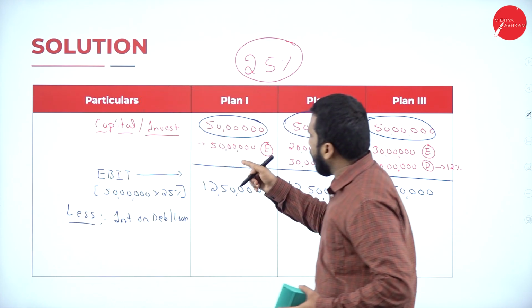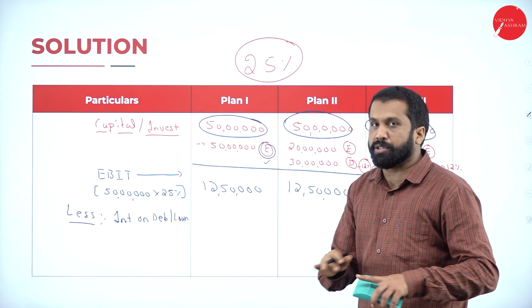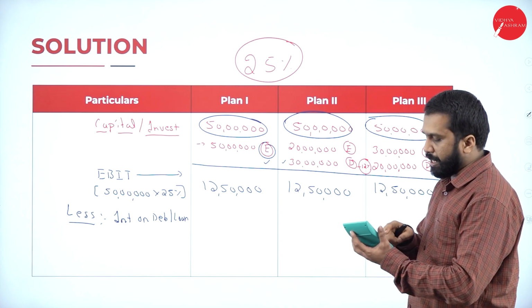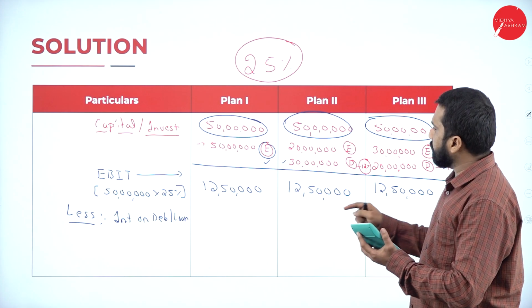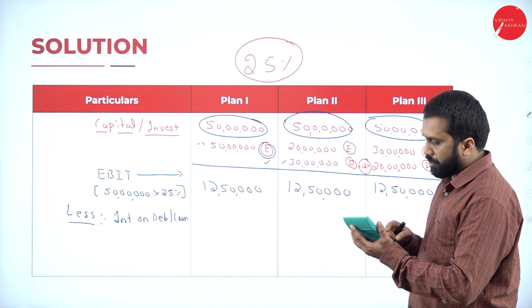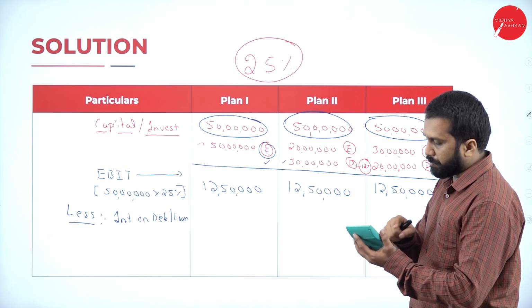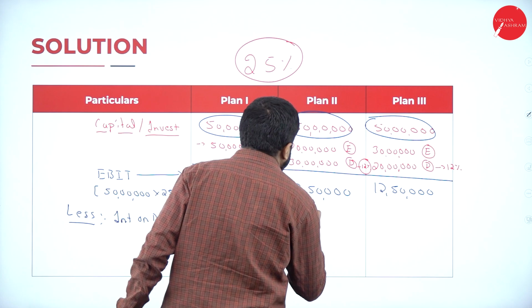Now, do we have debenture here? No, it is only equity. There is no debenture. Do we have debenture? Yes. How much? 30 lakh. 30 lakh multiplied with, what is the percentage? Your interest percentage is 12%. So I got 3,60,000.